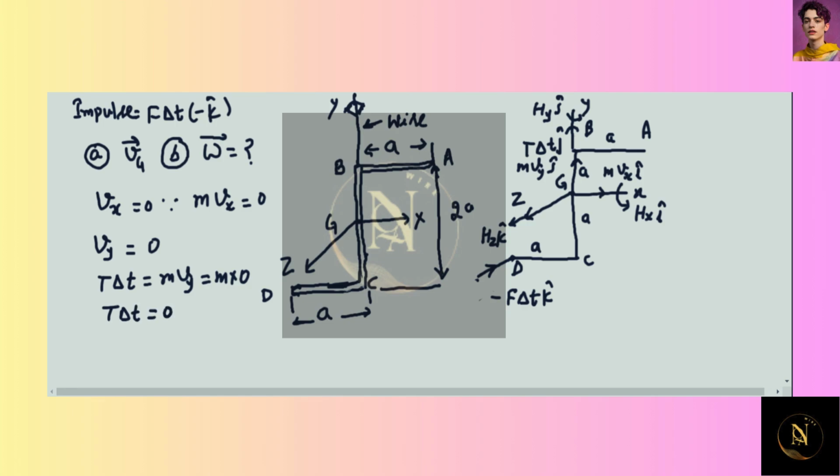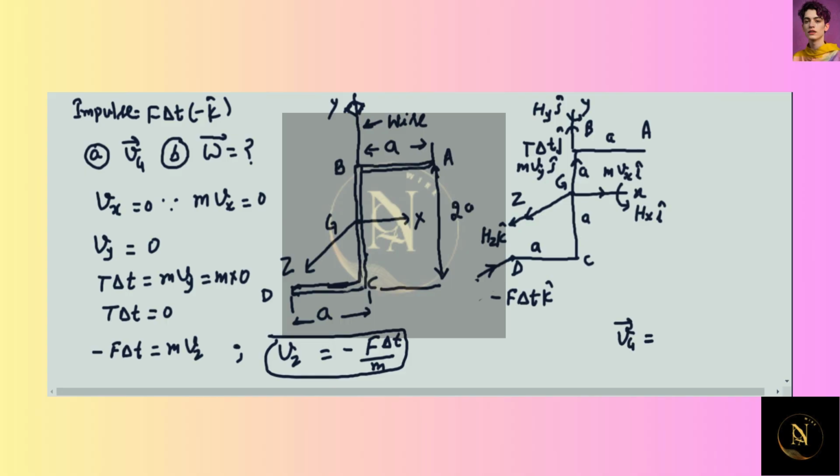Impulse F delta T is equal to m Vz. So Vz is equal to minus F delta T by m. Hence, we can say the velocity of center of mass is minus F delta T by m k cap. So this is the answer of A part.